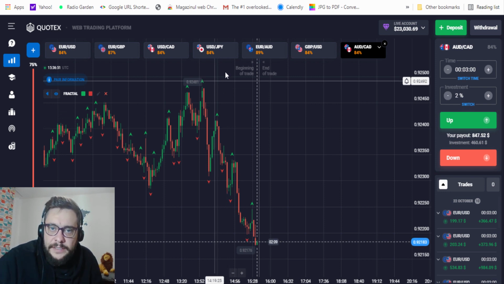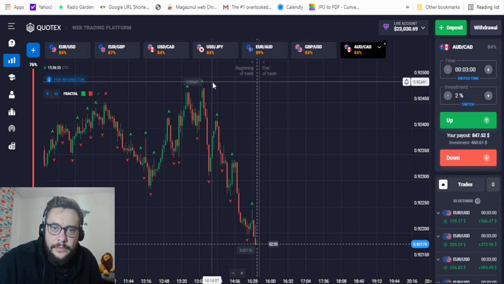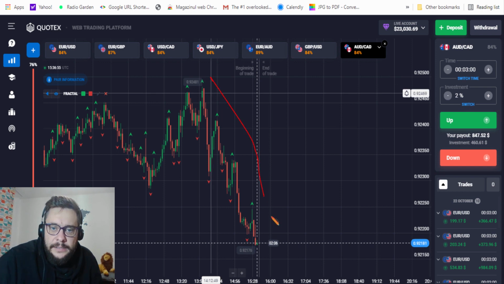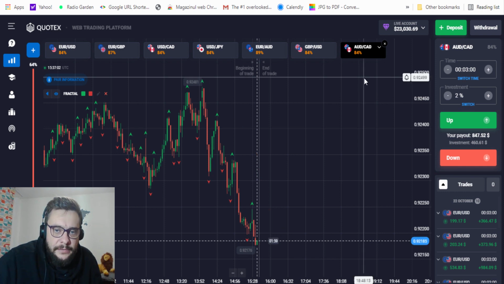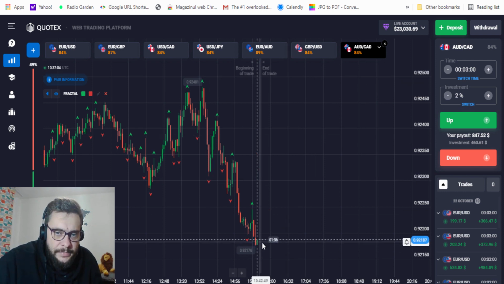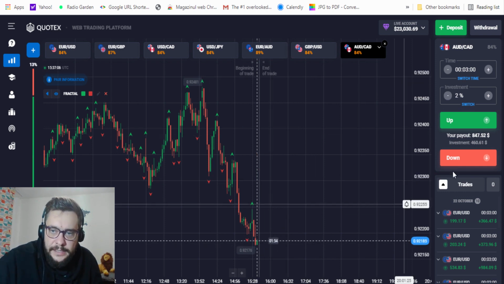So we have this downtrend here, a nice downtrend. Yes, as you can see, downtrend. Let's place a down trade here. Let's wait for this to bounce back a little bit, and I will place a down trade.